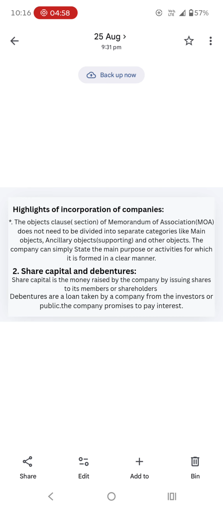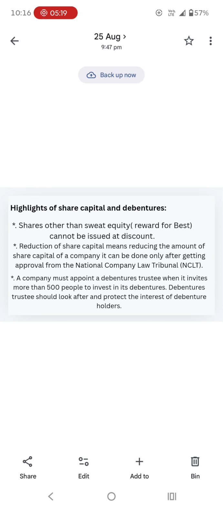The company promises to pay interest. Debenture is a loan taken by the company. It can be taken from a bank, however it is their choice, or else from the investors or the public. Then when the company returns this, they should pay some amount of interest on it. Next, let us see the highlights of share capital and debentures.